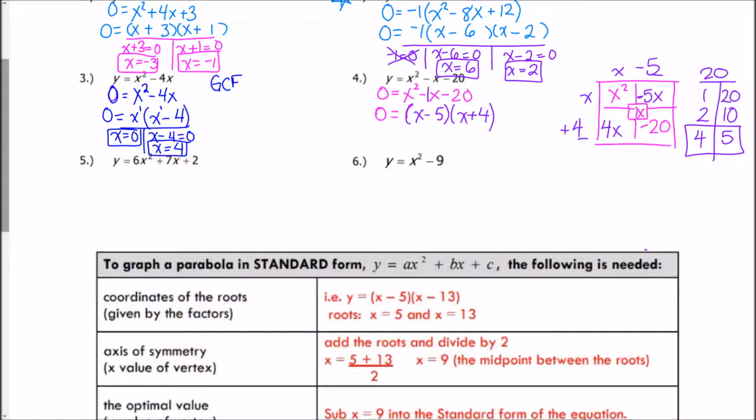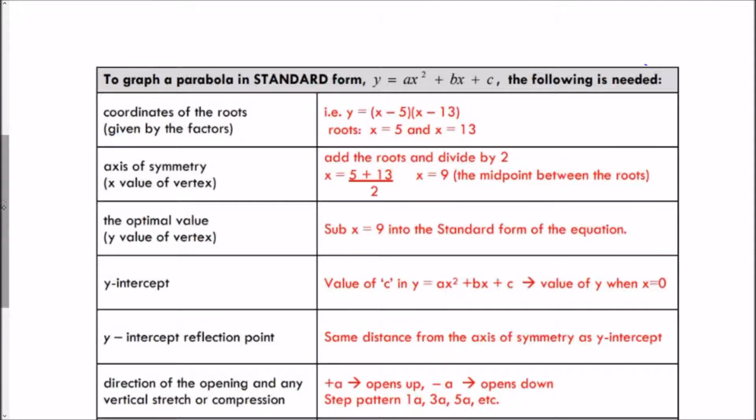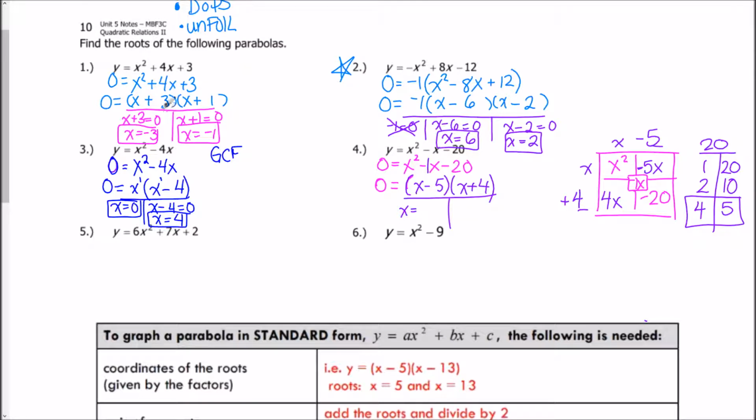Okay, so now that I've done that, I can set each part equal to 0. Like I said the other day in class, you can just go straight to noticing that it's just the opposite sign. This is positive 3, this is negative 3. This is positive 1, this is negative 1. This is negative 6, so our actual x value is positive 6. So here x equals 5 and x equals negative 4. And those are my answers.